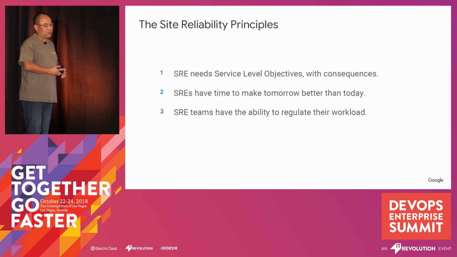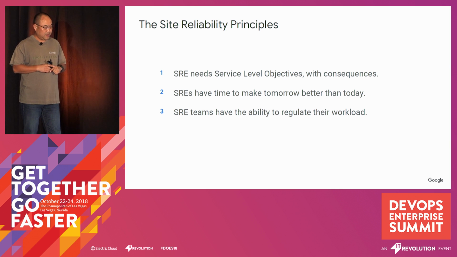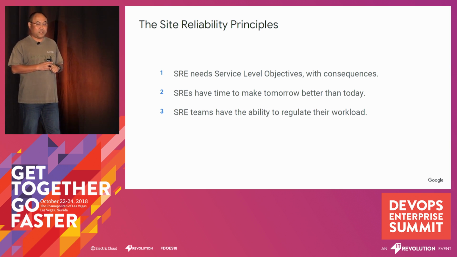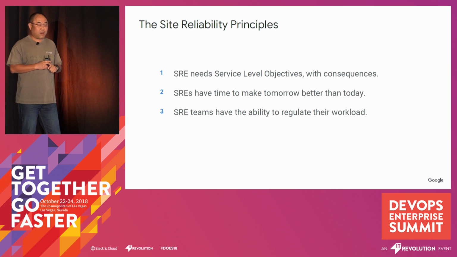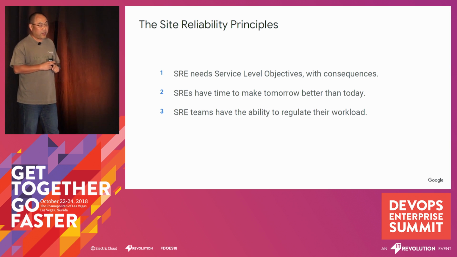So today, I want to talk about 3 principles of how Google operates our site reliability. Number 1, SRE needs service level objectives with consequence. Number 2, SREs have time to make tomorrow better than today. And number 3, SRE teams have the ability to regulate their workload.